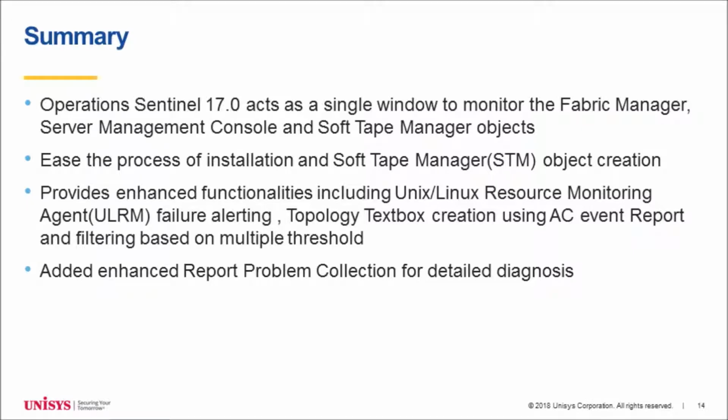Operations Sentinel 17.0 acts as a single window to monitor the Fabric Manager, Server Management Console and Soft Tape Manager objects. It provides enhanced functionalities including Unix Linux Resource Monitoring Agent, ULRM, failure alerting, topology text box creation using AC event report, filtering alerts based on multiple thresholds, and enhanced report problem collection for detailed diagnosis.